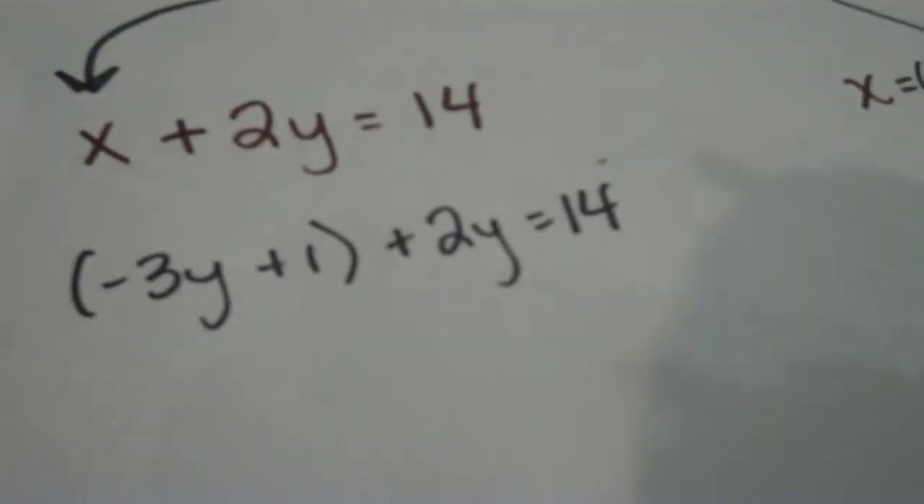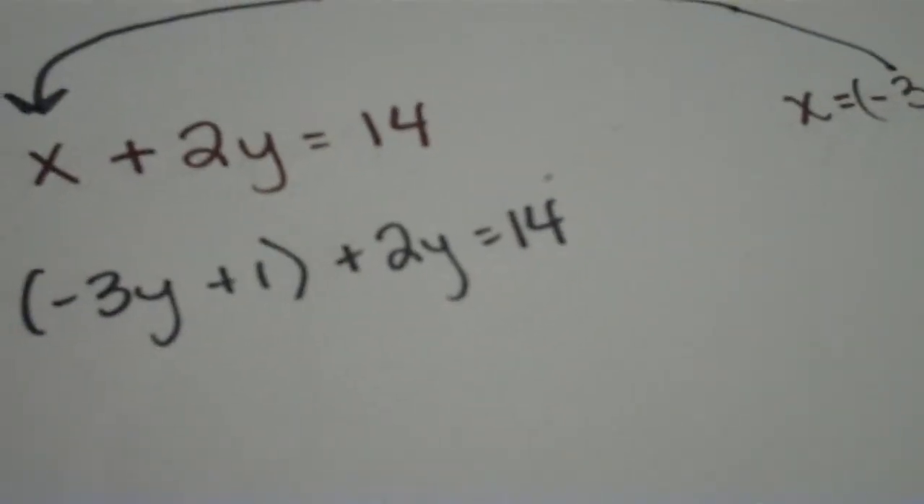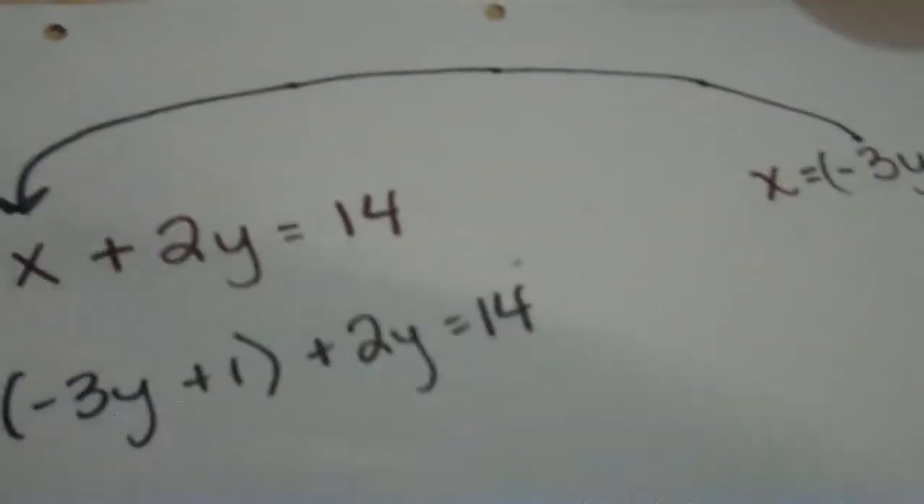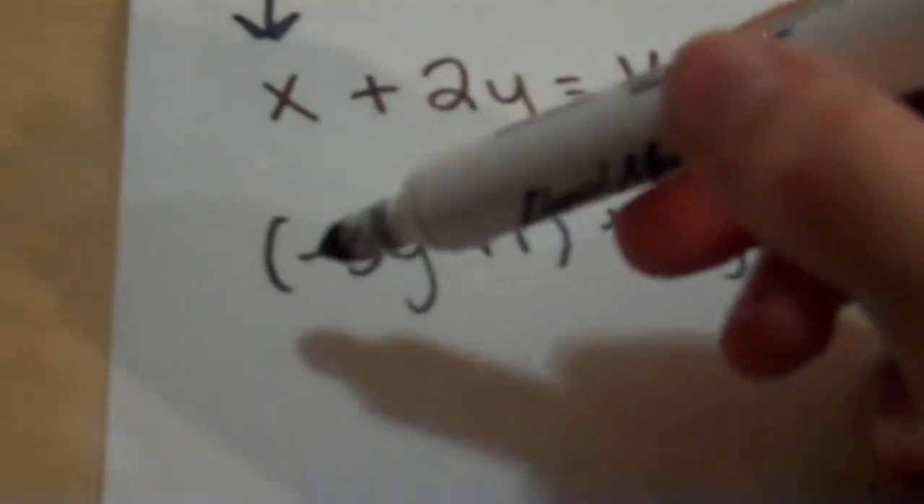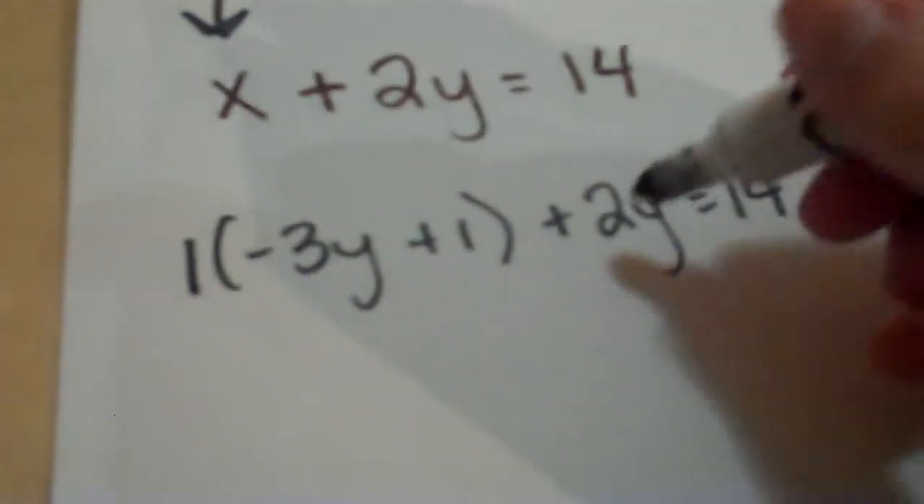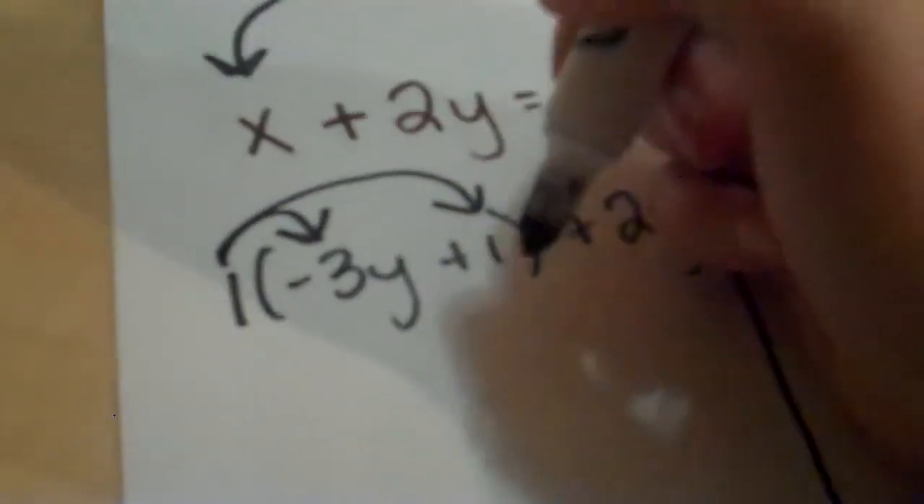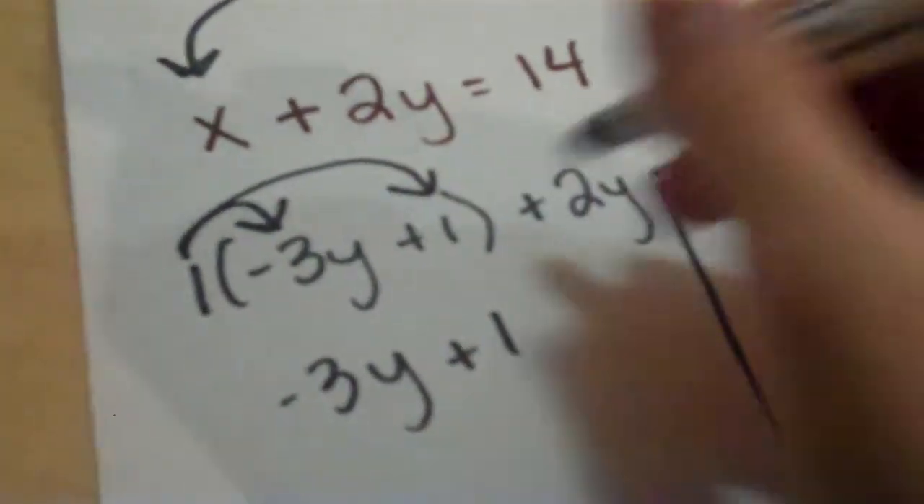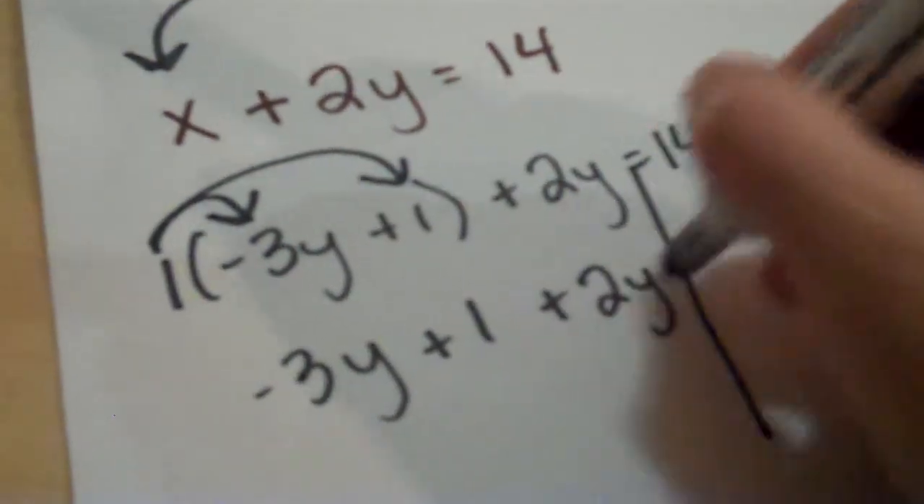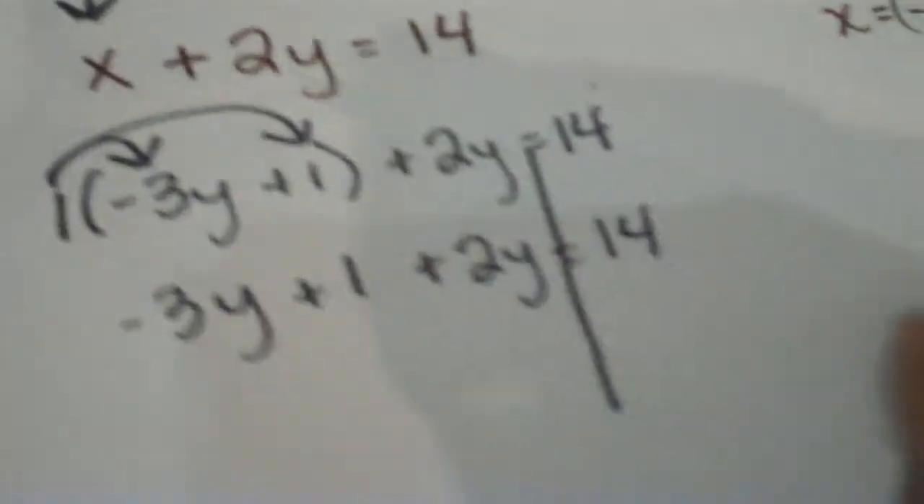Okay? So pause if you didn't understand that, because that's where the hardest part comes for kids, okay? Is I just had to replace the x with what it equaled. Okay? Now, if you want to, you could put a 1 here, because if there is no number, you could put a 1, but it's going to be the same thing. I'm going to draw my line real quick. We're going to solve. Well, 1 times negative 3 and 1 times 1. This is distribution. 1 times negative 3 is negative 3y, and 1 times positive 1 is a positive 1. Plus 2y equals 14. Okay?